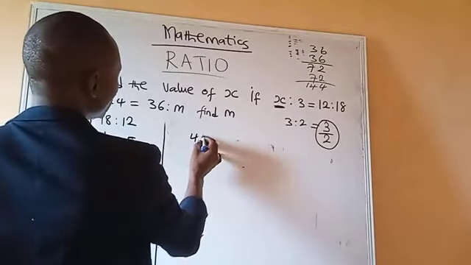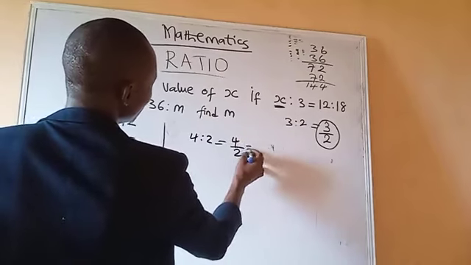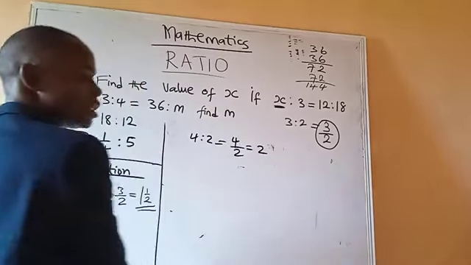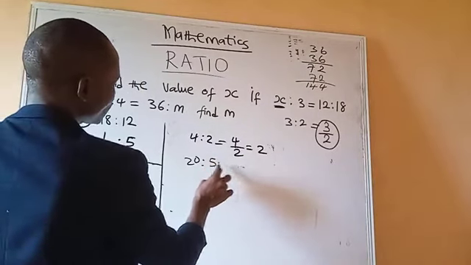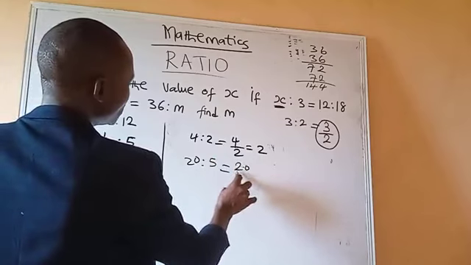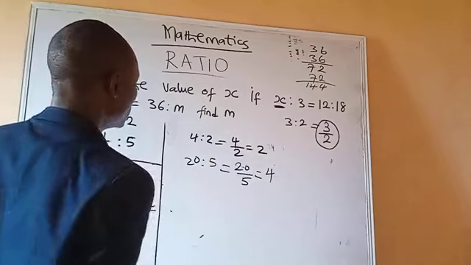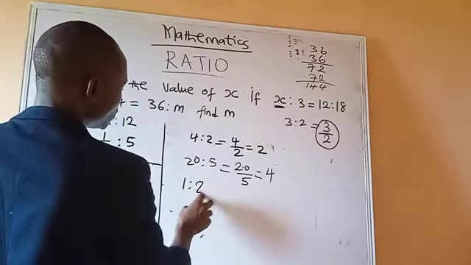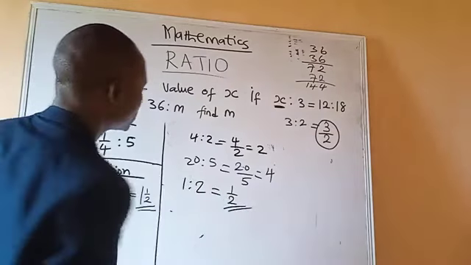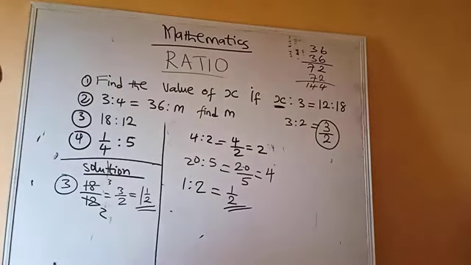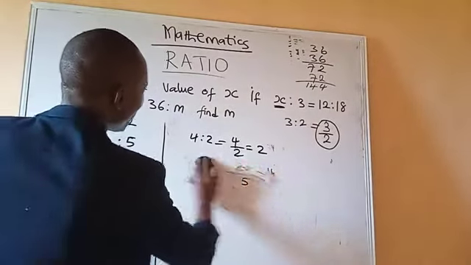If you are given 4 is to 2, that is to say 4 over 2. 2 divided by 4, 2. If you are given 20 is to 5, that is to say 20 divided by 5. What would that be? 20 going into 5, 4. If you are given 1 is to 2, that is to say 1 divided by 2. This is the smallest unit. This will be your answer. Do we understand now?